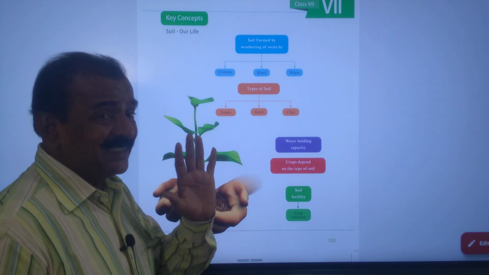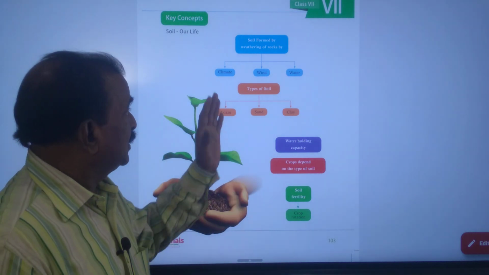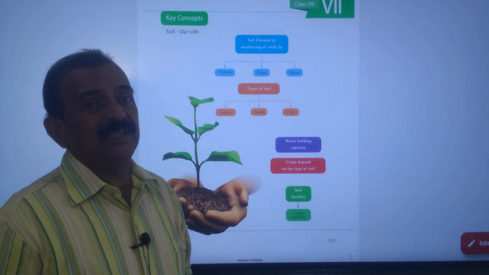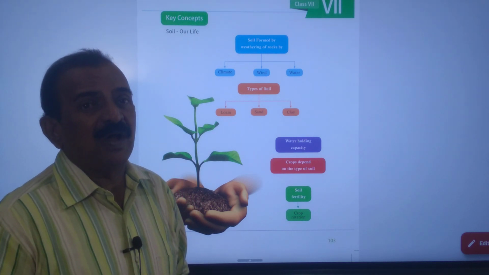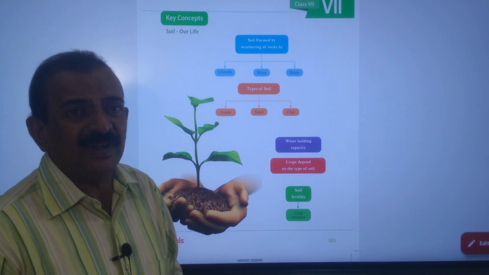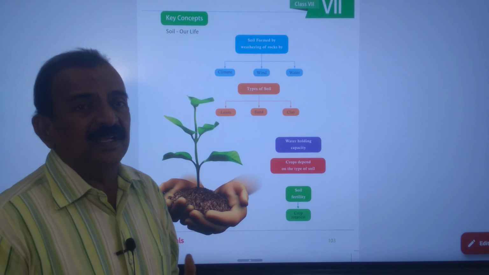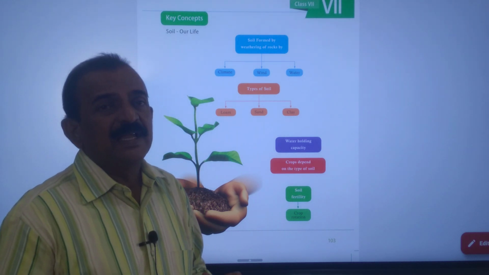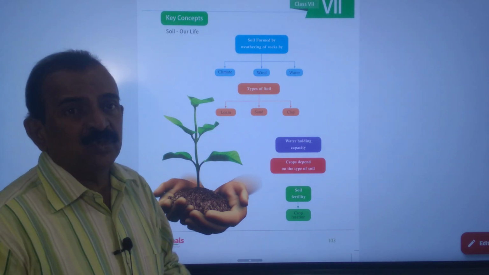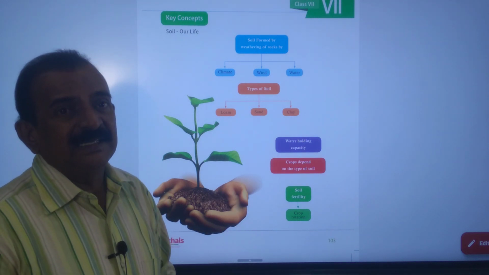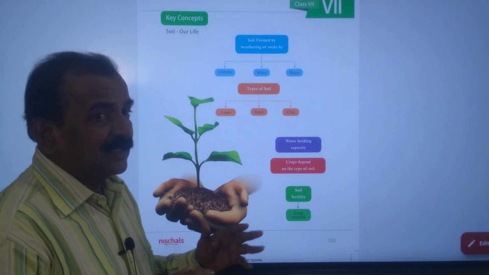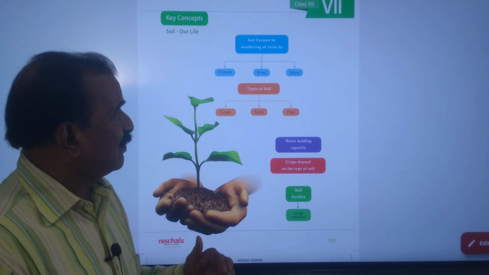So there you see 3 factors are there. So the first factor is climate. So climatic conditions also play an important role in the formation of soil. So that is the first factor, and the second factor is wind. So wind is also helpful in the formation of what? Soil, and the third factor is water. So all these factors are helping the formation of what? Soil, and these are called weathering of rock.